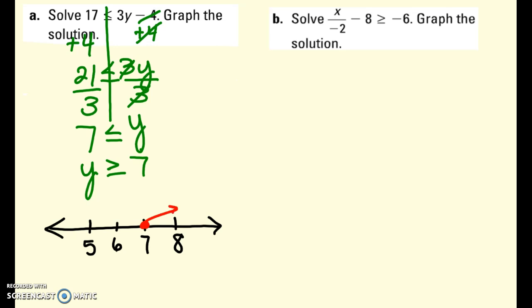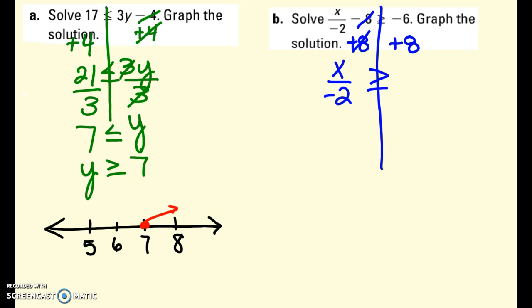Okay, how about the next one? X divided by negative 2 minus 8 is greater than or equal to negative 6. Okay, draw the line down the inequality symbol. First step would be to get rid of adding and subtracting, so plus 8 on both sides. Bring everything down and rewrite it. After I cross out what cancels there, bring my greater than or equal to symbol down. Negative 6 plus 8 would be 2.